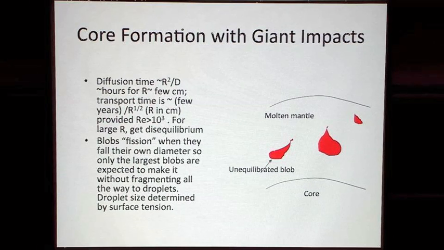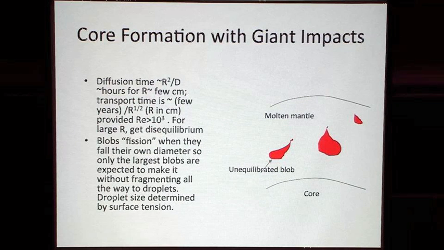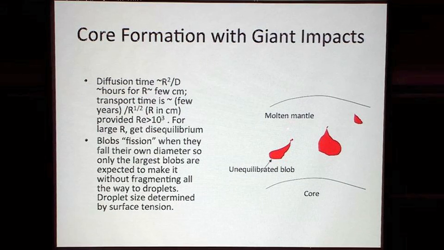Now, this is a complicated problem because what happens to big blobs like this is, of course, they're not spheres. Complicated geometry, they do flatten out, they pancake, they fission, and they fission, roughly speaking, when they fall their own diameter. And what that means is that you need very large blobs for them to plunge through to the core in a short time scale. The way to think about it is this: your blob starts at the top, goes its own diameter and breaks into two, but then, because the diameter is smaller, when it breaks, it has gone less distance, and so it's a simple geometric progression from a very large blob to a very large number of small blobs.